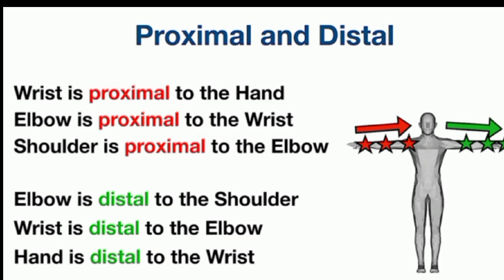And the same in the case of distal, our wrist lies distal with reference to both the shoulder and elbow. The elbow lies distal to the shoulder but proximal to the wrist.